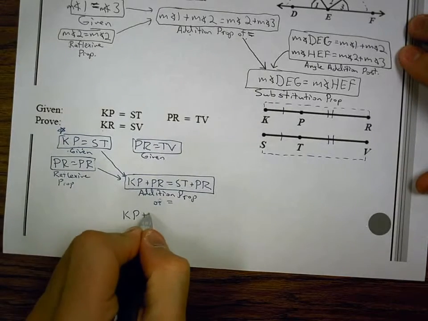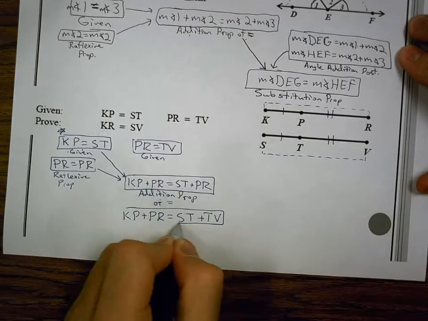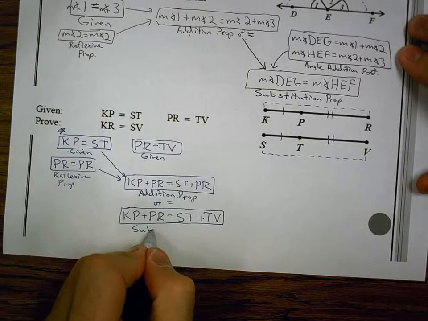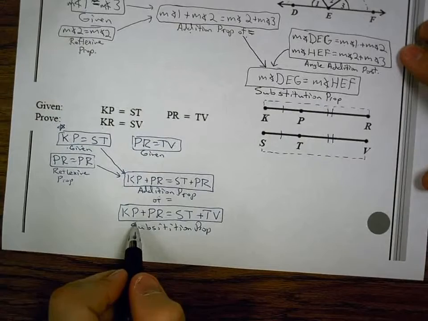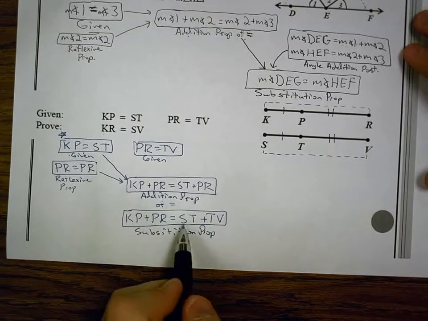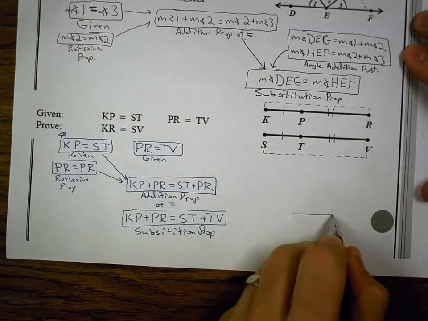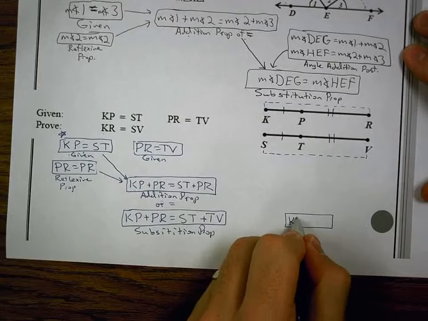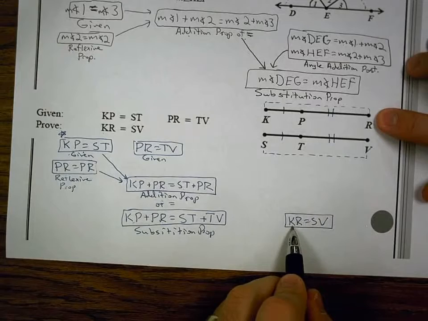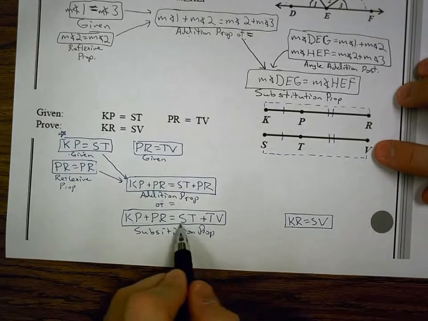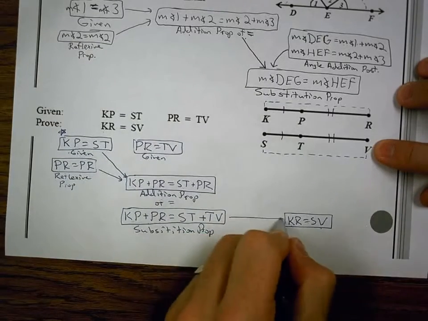Now whenever we replace, we substitute. So I'm going to substitute TV for PR, and that's the substitution property. So now we have KP plus PR equals ST plus TV, and we look at our end result we want, which is KR equals SV, and this, KP plus PR, is the same thing as KR. ST plus TV is the same thing as SV, we just need to change the name. So right now we're close, we just need to connect it.